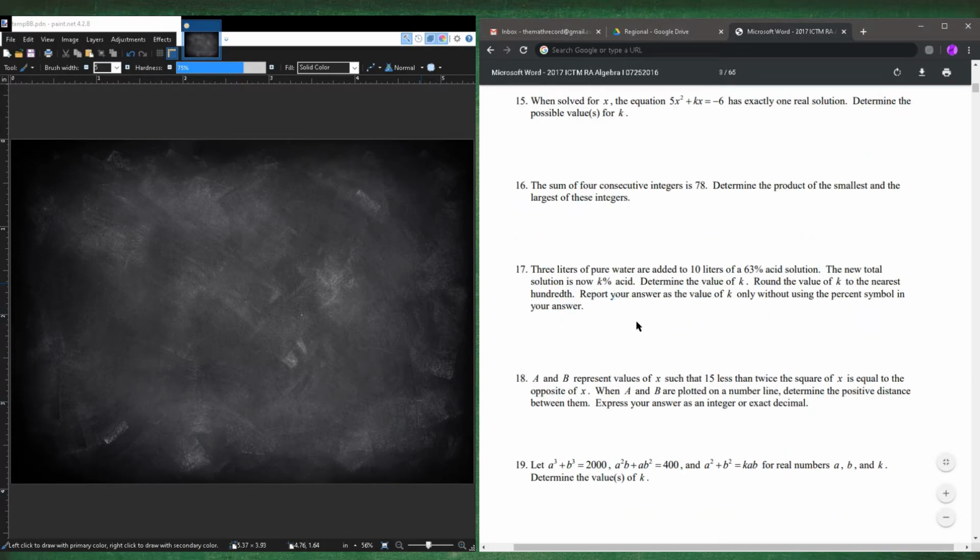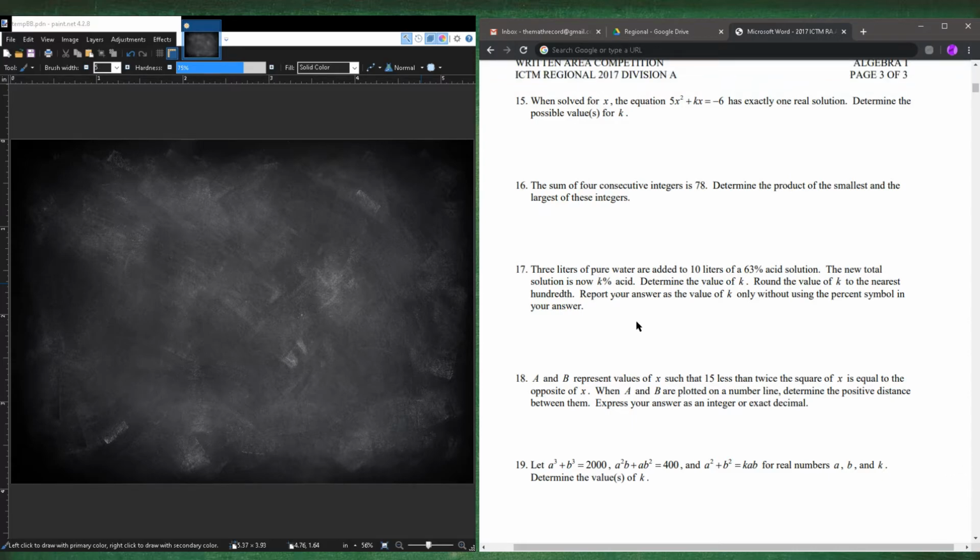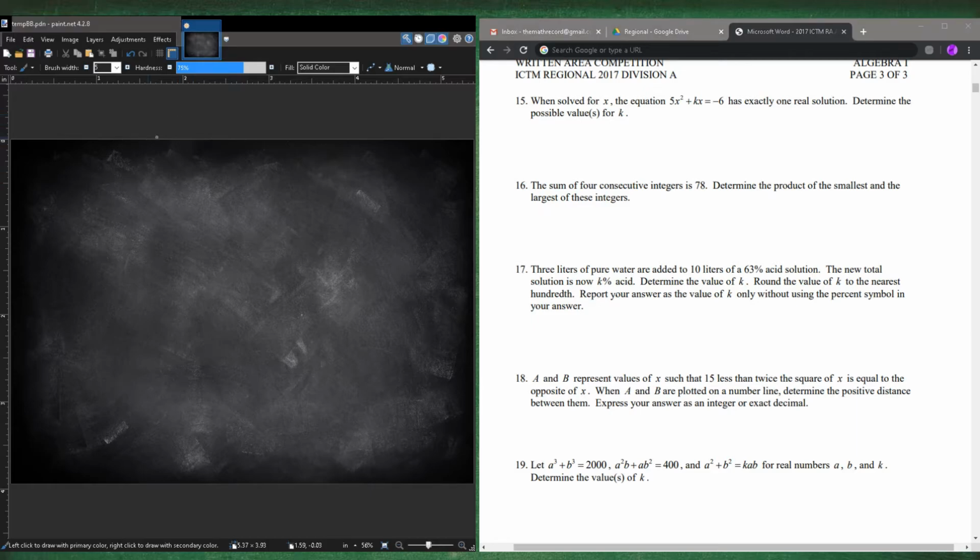Number 16. The sum of four consecutive integers is 78. Determine the product of the smallest and largest of these integers. Okay, so consecutive integers means it has to be like 4, 5, 6, 7, 8, right? It adds 1 every single time. So if our smallest integer is x, the next one is x plus 1, then x plus 2, and the next one is x plus 3. So that's our four consecutive integers.